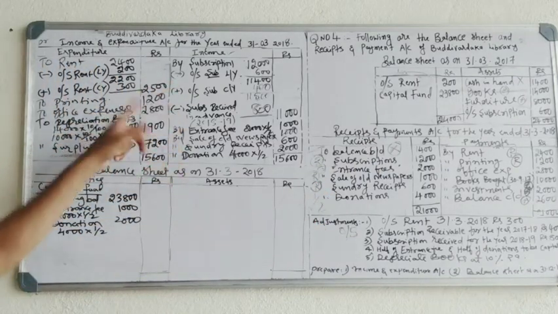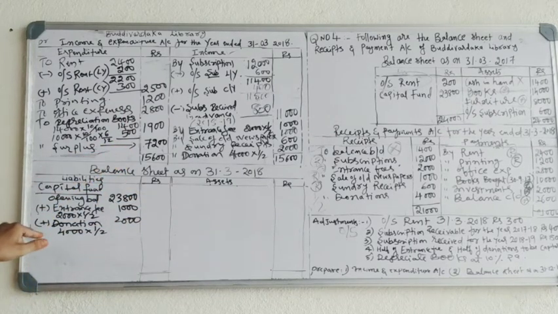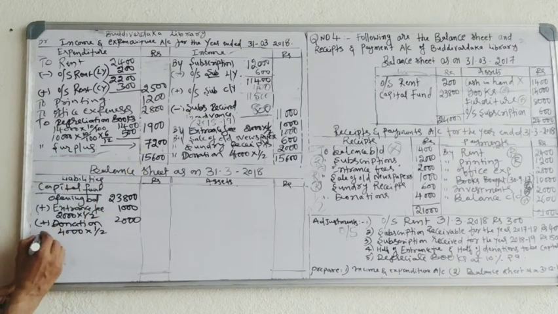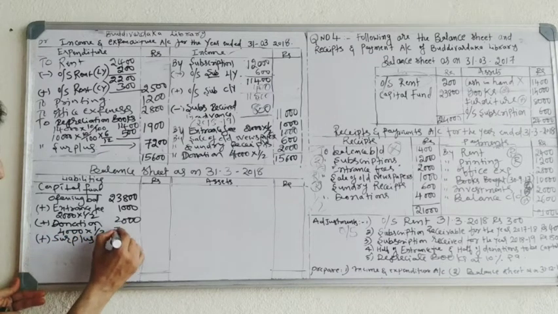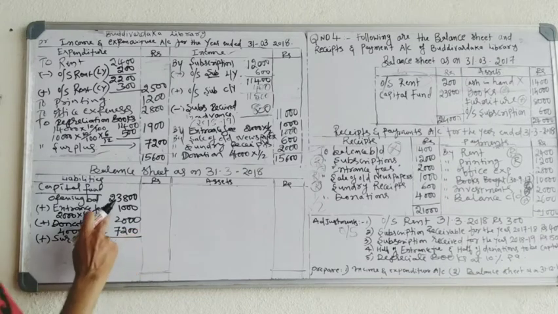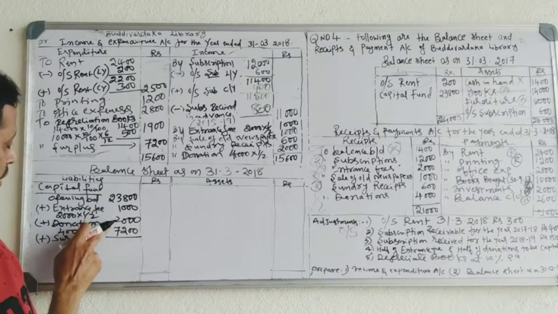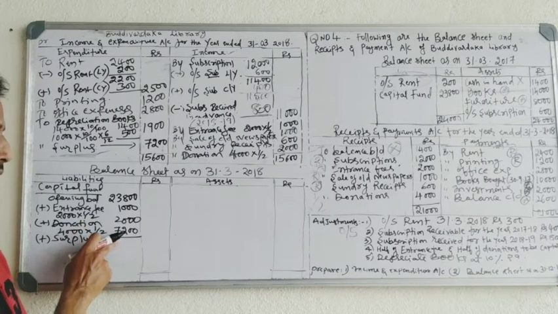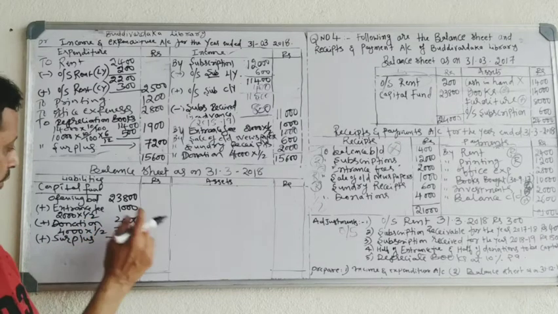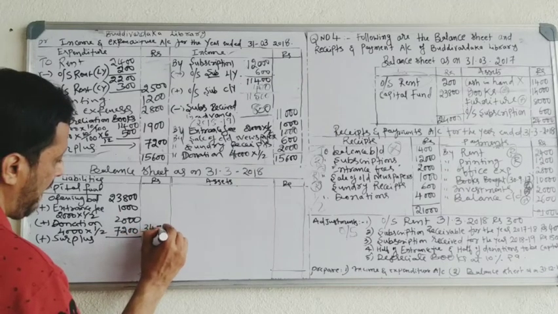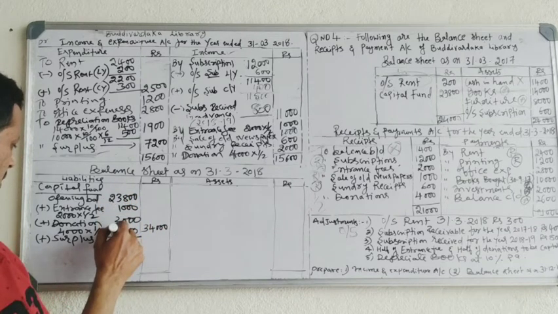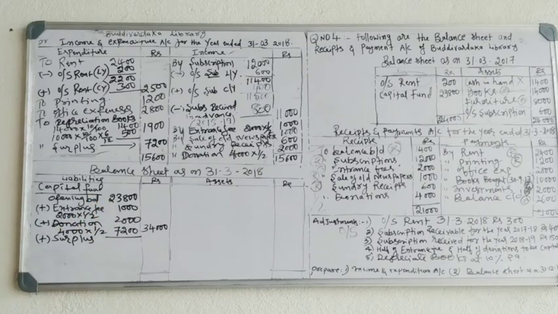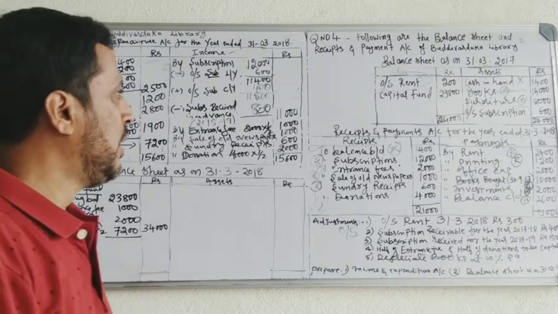Now you have to add surplus or deficit. If there is a surplus in the income and expenditure account, add. If there is a deficit, deduct it. In this problem there is a surplus. Add surplus, 7,200. Total: 23, 24, 26, 33, 34. The total is 34,000. Total closing capital fund. Now go to the asset side.